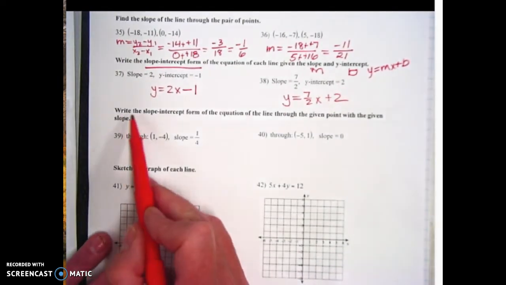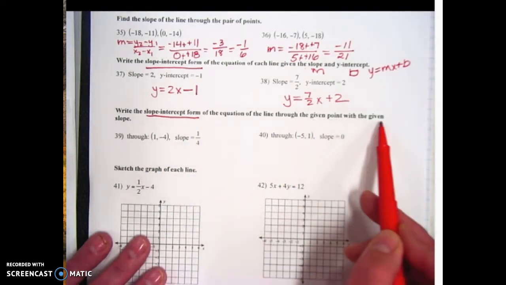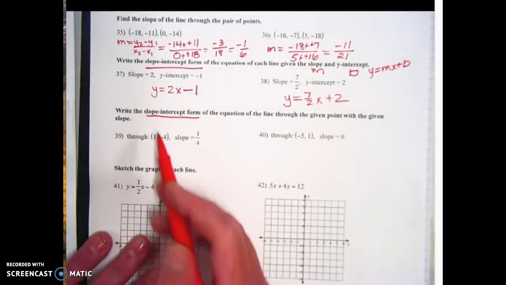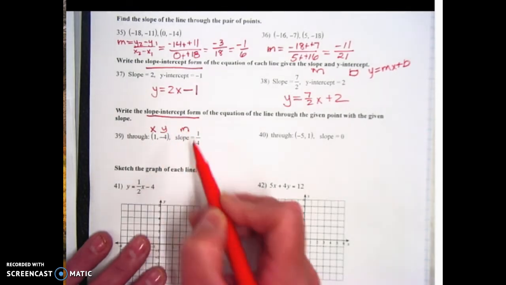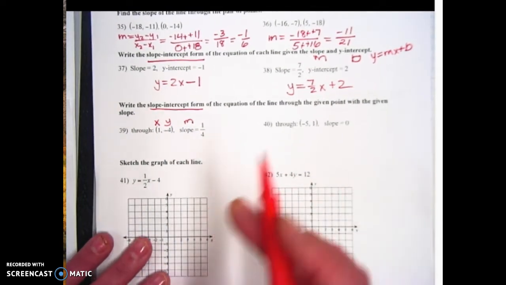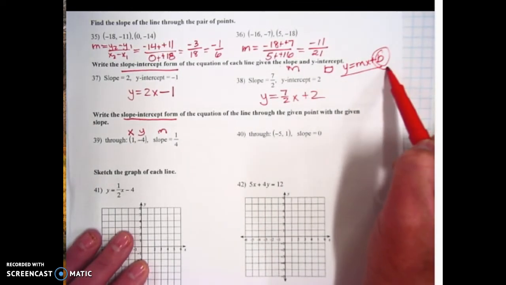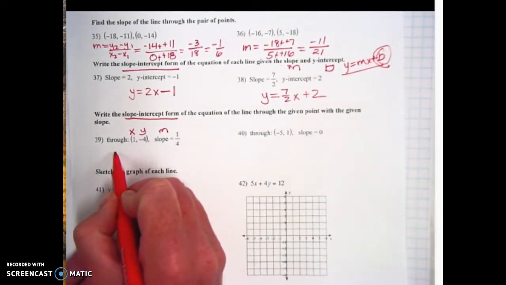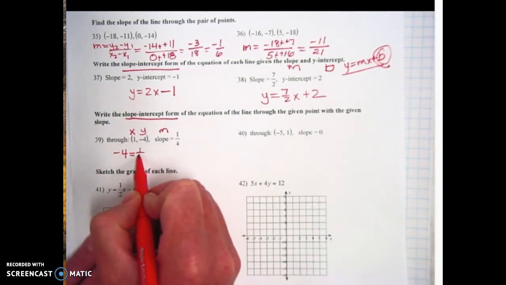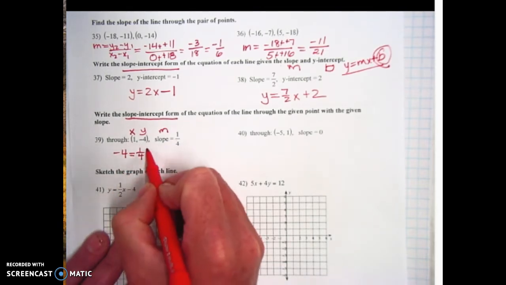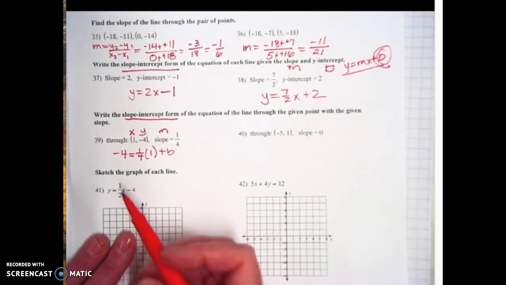Then it gets a little bit trickier. So now we want to write the slope-intercept form of the equation of the line through the given point and with the given slope. So we're going to use this for our x, this for our y, and this for our m. The only part we're missing out of here is the b. So we want to get a new b. So we're going to take that negative 4, plug it in for y. Take that m, plug it in for m. Take the 1, plug it in for x. And then simplify until we figure out what our new b is.